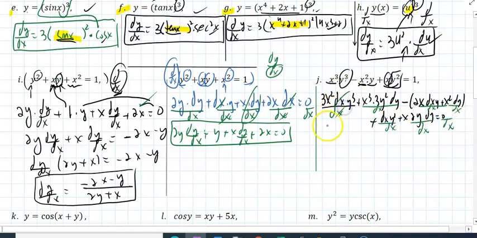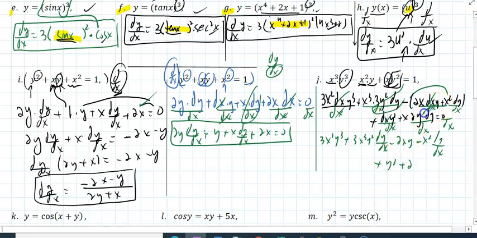And the dx's cancel out. You end up with 3x squared y cubed plus 3x cubed y squared dy/dx minus 2xy minus x squared dy/dx plus y squared plus 2y dy/dx equals 0.